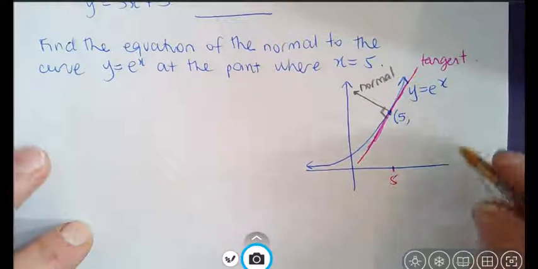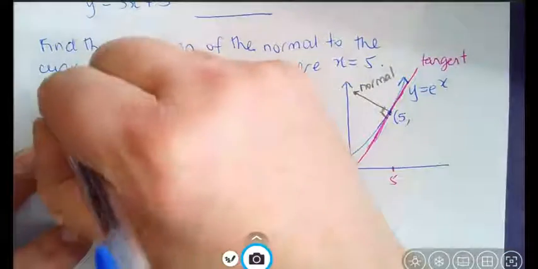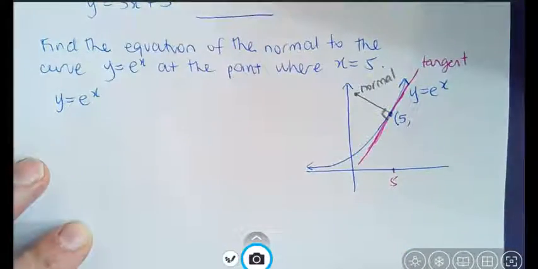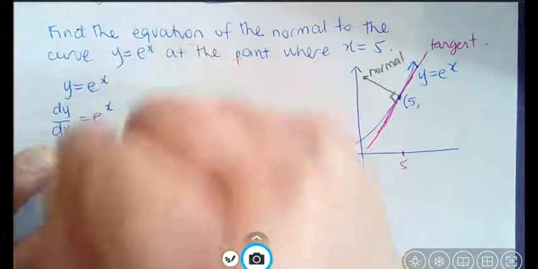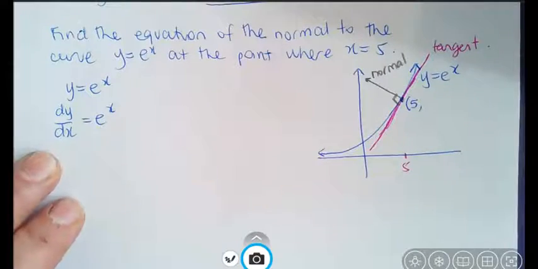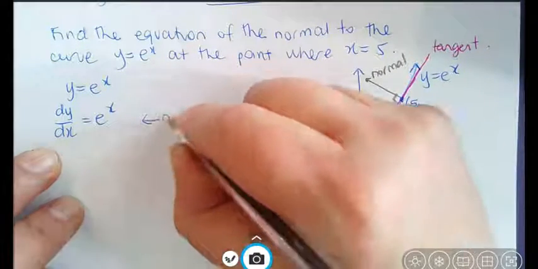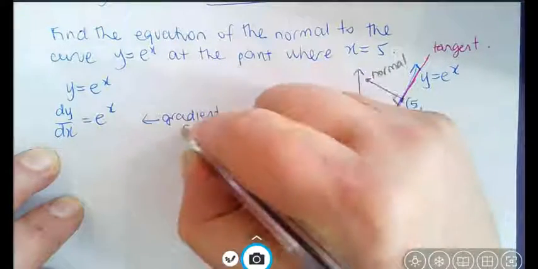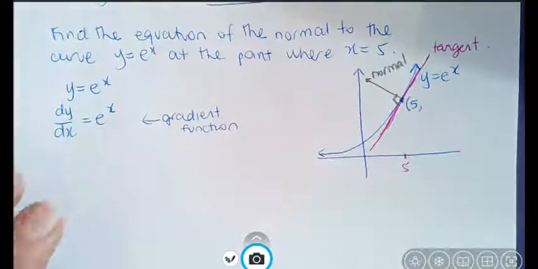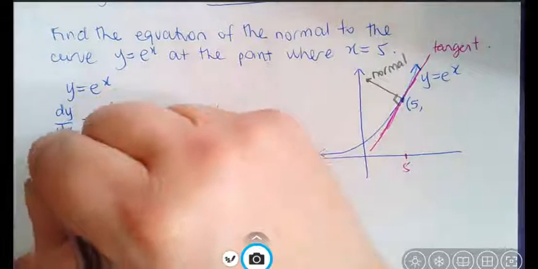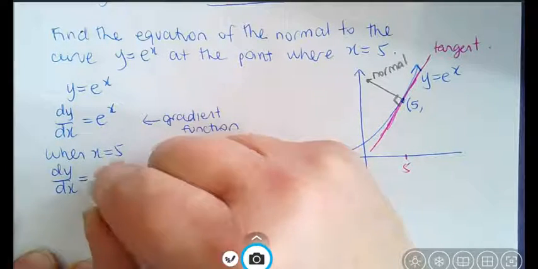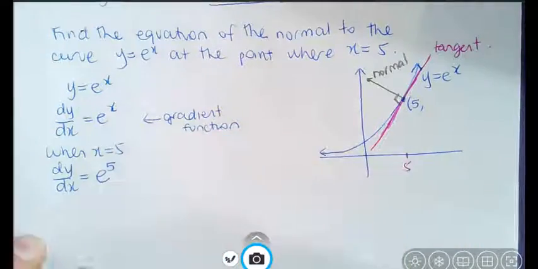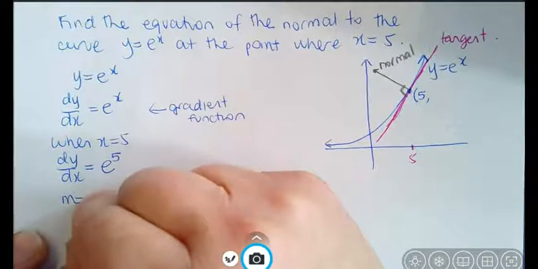So the curve is y equals e to the x. What do I do first? Differentiate. dy/dx is also e to the x. So now I need the gradient. So that's the gradient function. This gives me the gradient at every point on the curve. All I've got to do is substitute in the x value that I'm talking about. So now, when x is 5, my gradient is e to the 5.